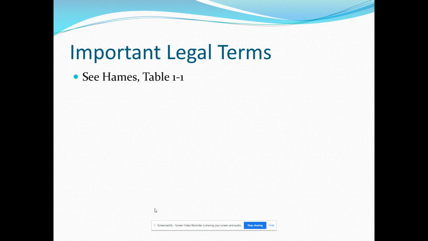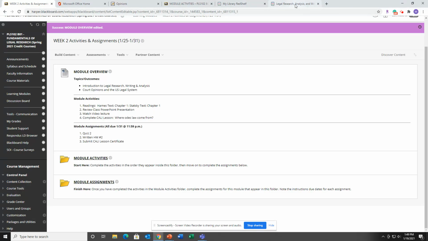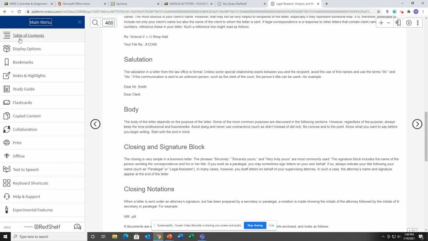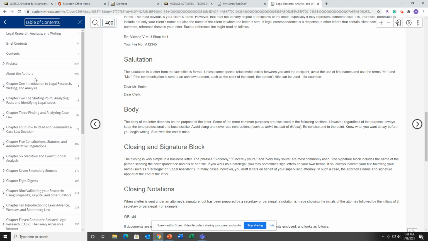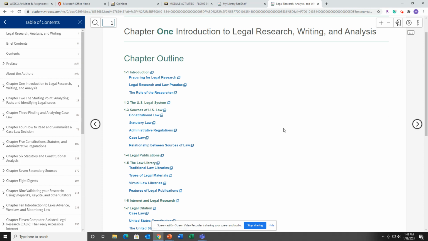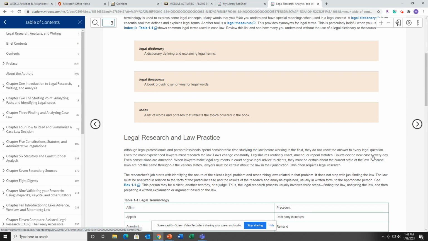Okay, so where is my table 1-1? I think I'm already on chapter 2 over here. So let me go to my ebook. Did I open my ebook? Here it is. Okay, so I'm going to go to chapter 1, to my table of contents in chapter 1 of our Hamey's text. This is kind of helpful because I have it in ebook form. Okay, so here's our legal dictionary.